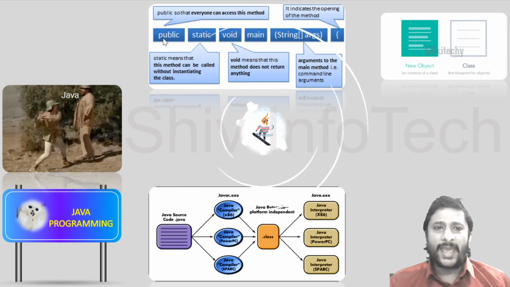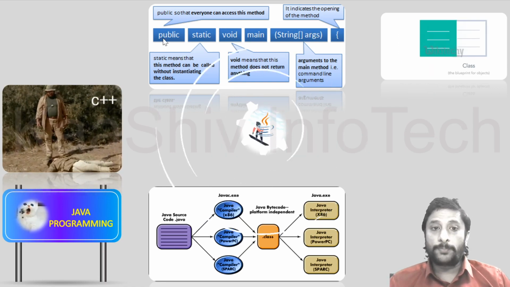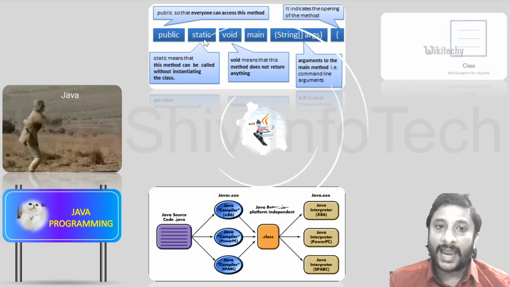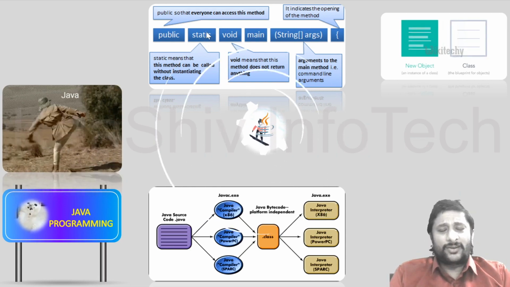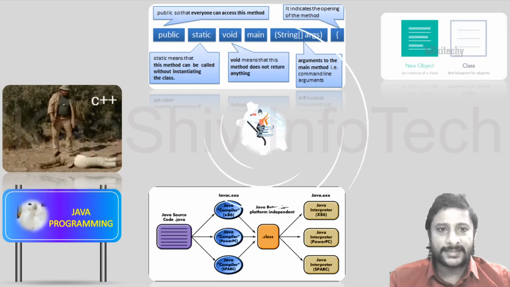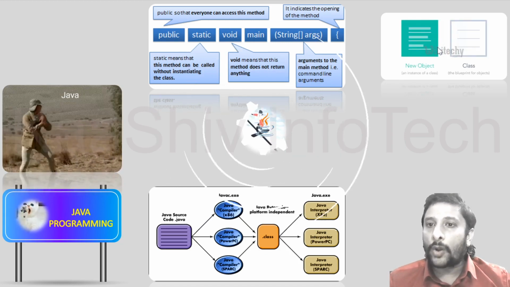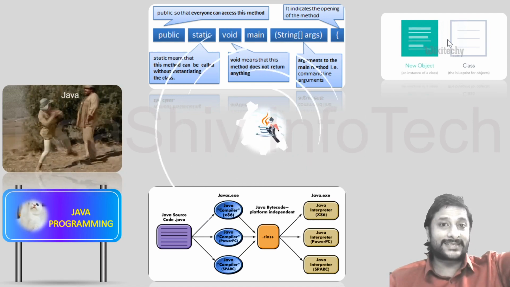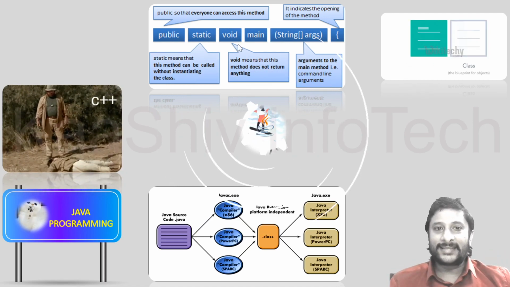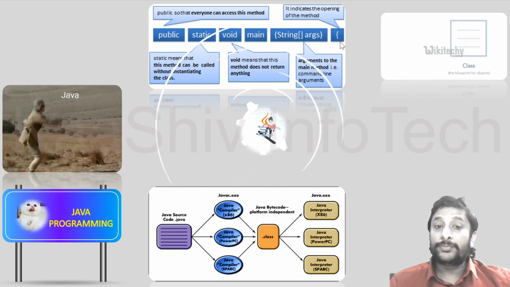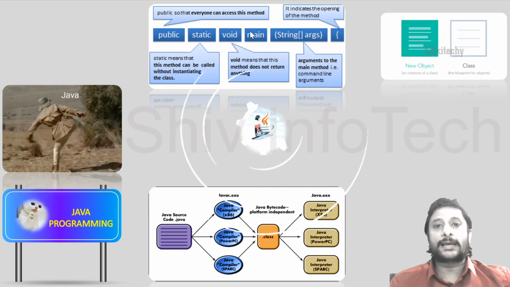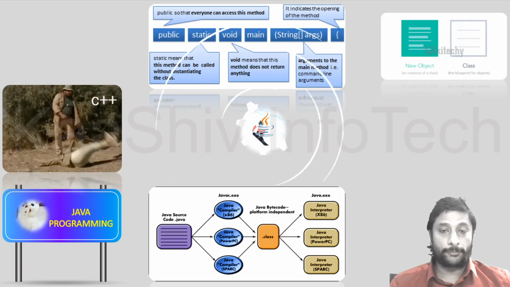And over here, public means anyone can access me. That is called public. Apart from that, there is the keyword static, which indicates, don't create an object for me, you can directly access it. Static means this method can be called without instantiating. You don't need to create an object, you directly access the function. That is the keyword static. This is the functionality, the basic command which is given in all the programs.